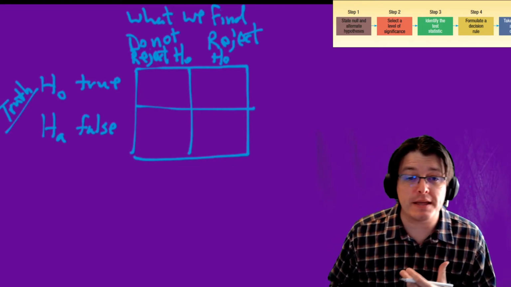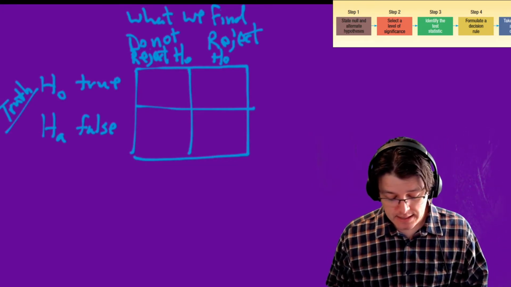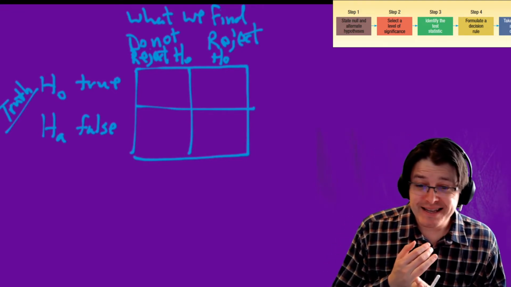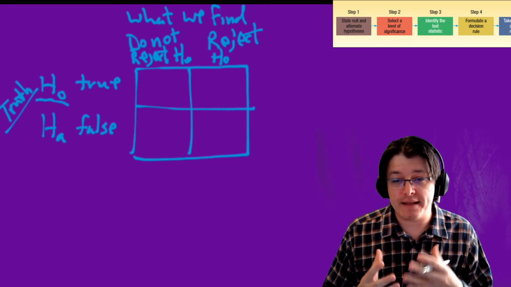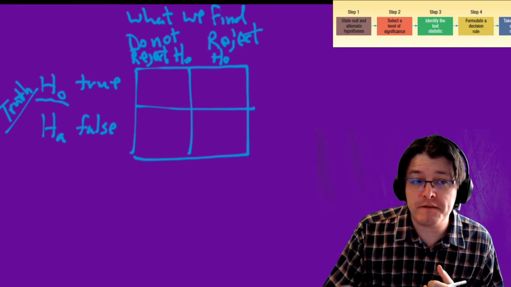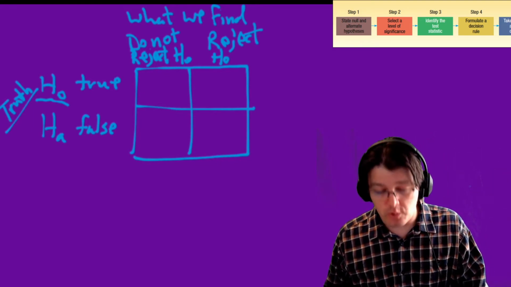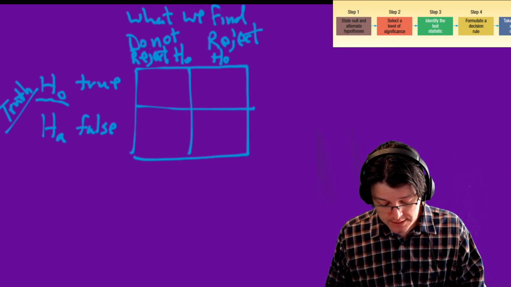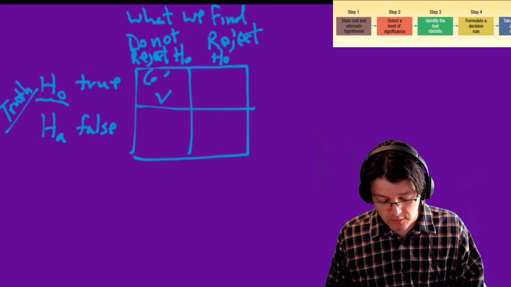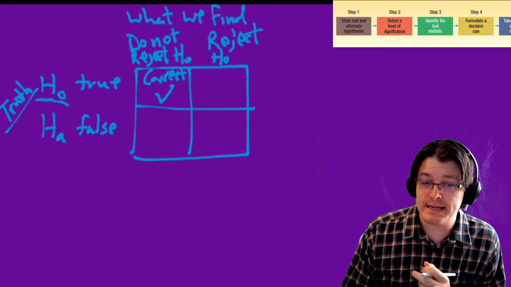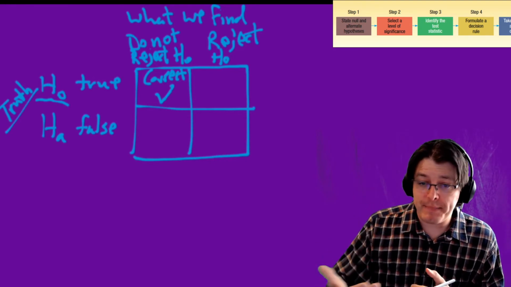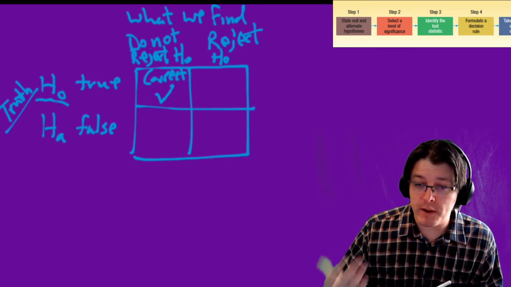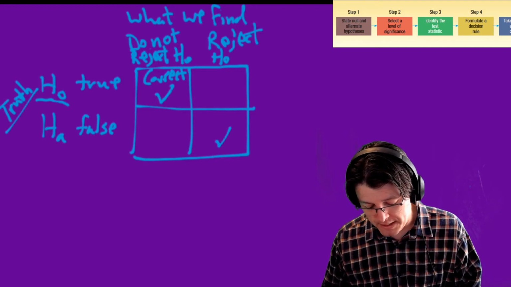We would hope that these match up, in that if the mean is 68, then the null hypothesis is true, and we would hope that we find that, in fact, we don't reject the null. So we want to be here, correct. Similarly, if the null is false, if it turns out that the population mean is not 68, we hope that we can reject that null and be down here.